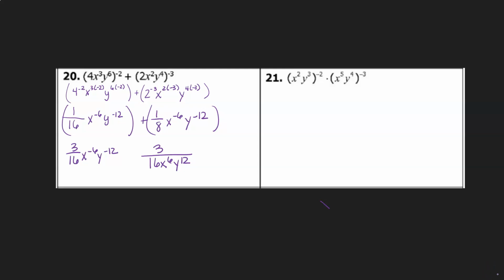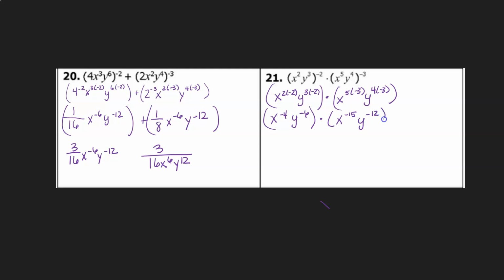All right, number 21, x to the 2 times negative 2 power, y to the 3 times negative 2 power, and we're multiplying here, not adding like we were the last one. X to the 5 times negative 3 power, y to the 4 times negative 3 power. So I have x to the negative 4th, y to the negative 6 times x to the negative 15th, y to the negative 12.